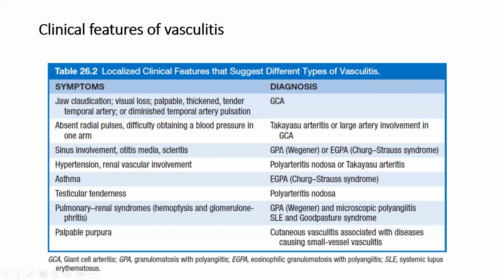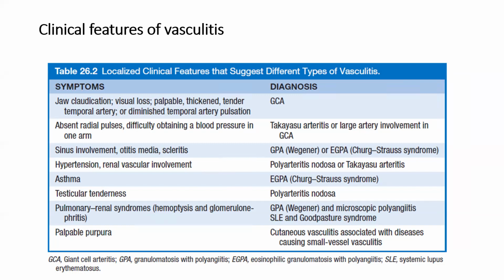Then for Wegener's granulomatosis or GPA, we know the involvement of the upper respiratory tract. So the patient may have chronic rhinitis, chronic sinusitis, or otitis media. And also with GPA, we know about the involvement of the pulmonary system and the renal system. So the patient may have glomerulonephritis or may even come with hemoptysis if they get pulmonary alveolar hemorrhage from lung involvement.